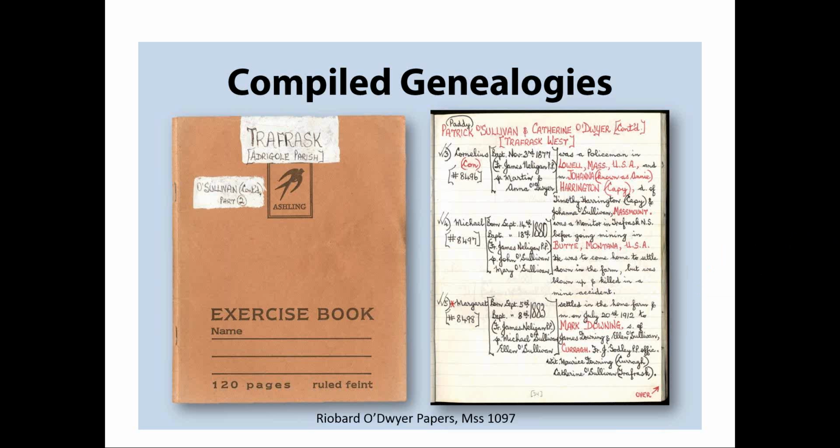The genealogies include 155 composition books organized by townland with compiled handwritten genealogical sketches for the families that lived in the townland. The image on the left shows the cover for one of the composition books. The image on the right is a page within the composition book illustrating the genealogical data Mr. O'Dwyer compiled for the children of Patrick O'Sullivan and Catherine O'Dwyer. You can see in this example how one child moved to Lowell, Massachusetts, and another child moved to Butte, Montana.